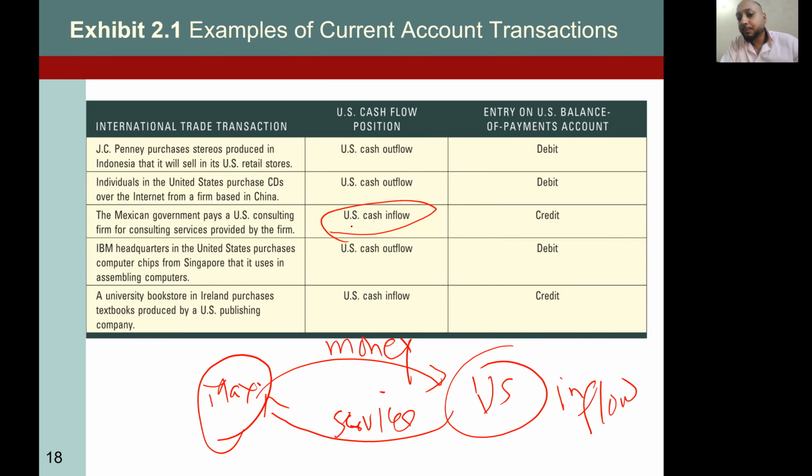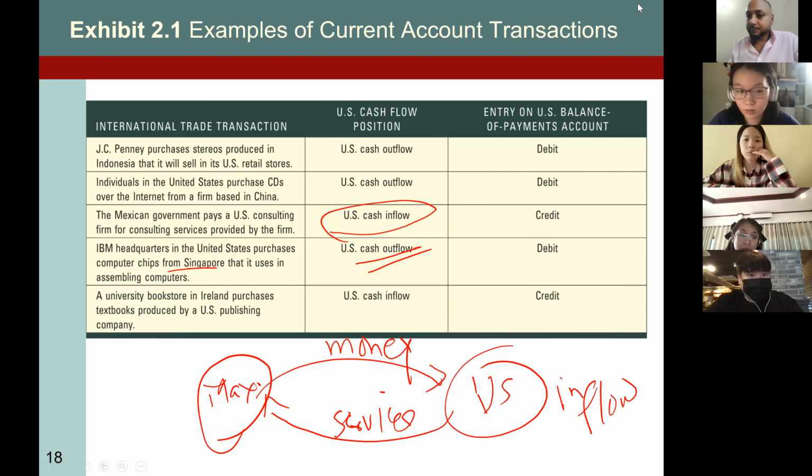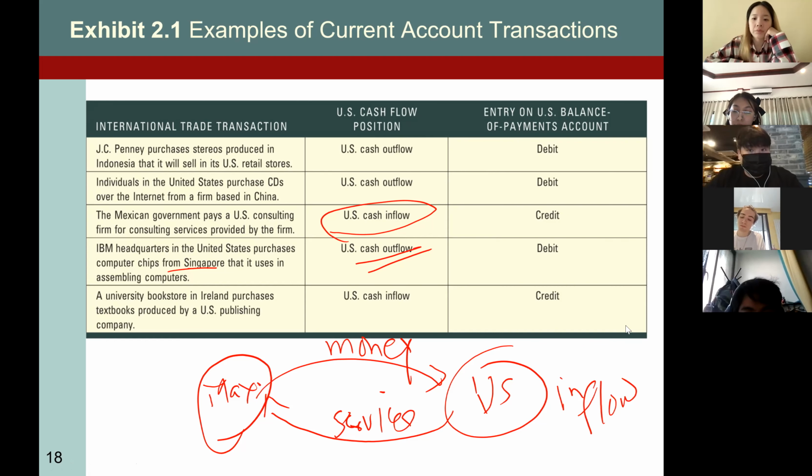Similarly, the IBM headquarters in United States purchases computer chips from Singapore. They purchase from Singapore. Chips are coming to US and money is going to Singapore. So it is cash outflow. Any question?